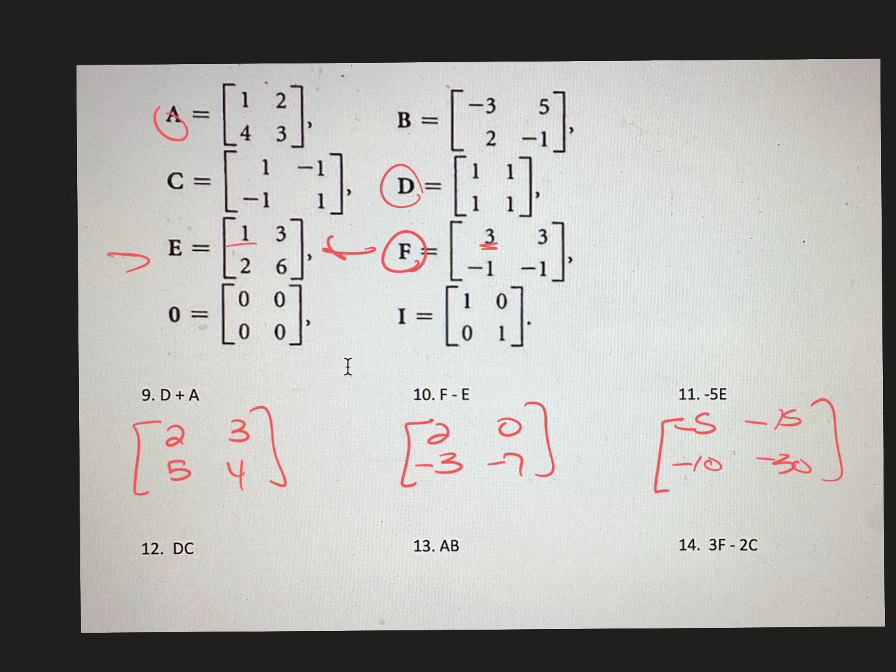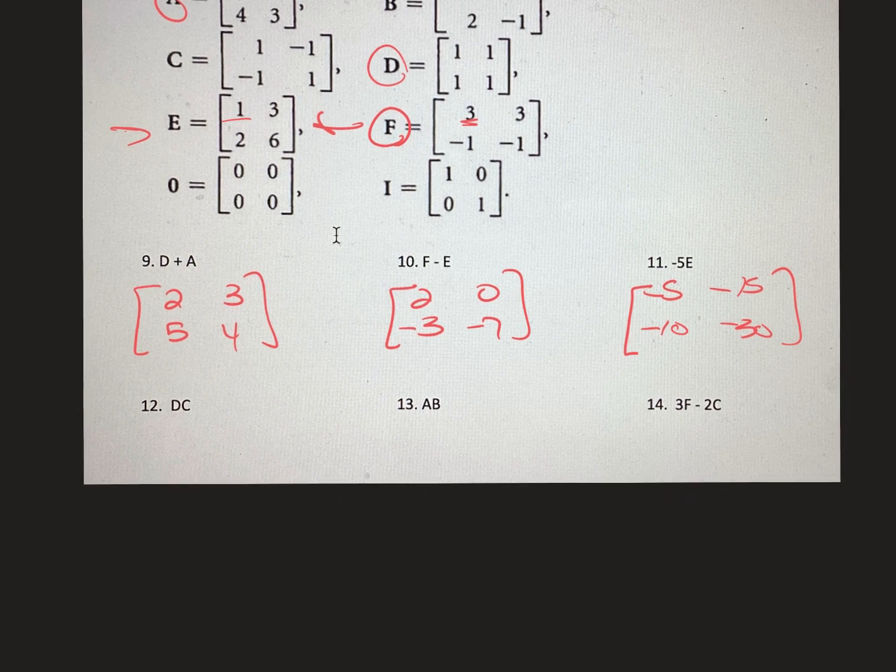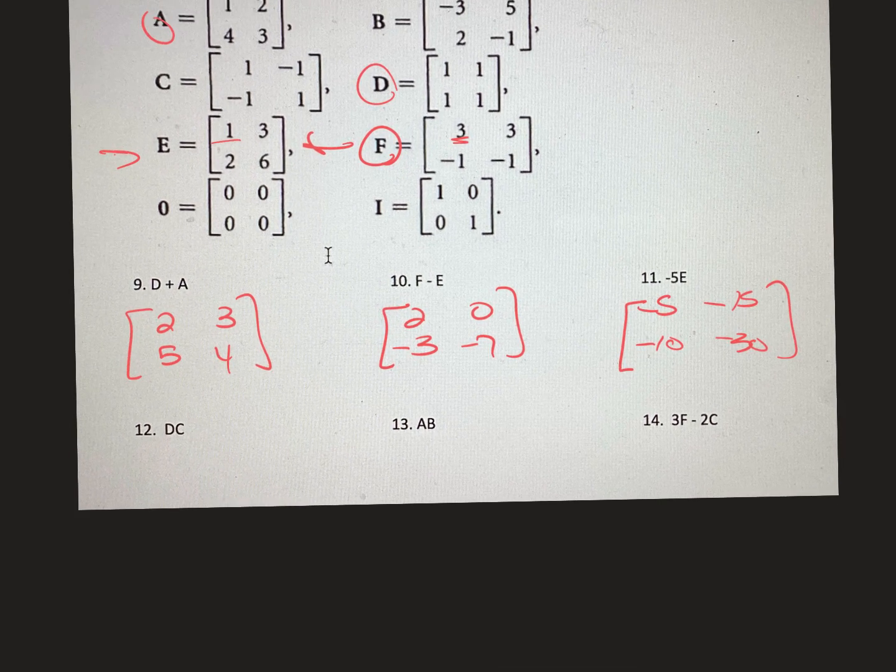Number 12, D times C. Now I'm going to have to do a little work on this one. Matrix D is all ones. I'm going to bring it down here a little bit. It's all ones, 1, 1, 1, 1. Matrix C is a lot of ones, 1, negative 1, negative 1, 1. And because they're both 2 by 2s, I'm allowed to multiply because of those. And my answer is also going to be a 2 by 2.